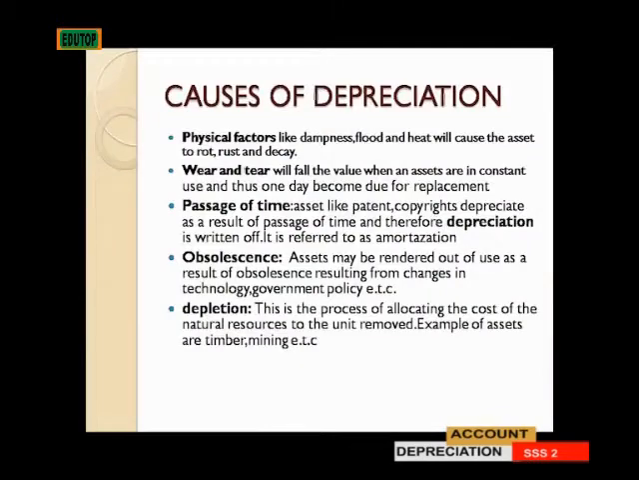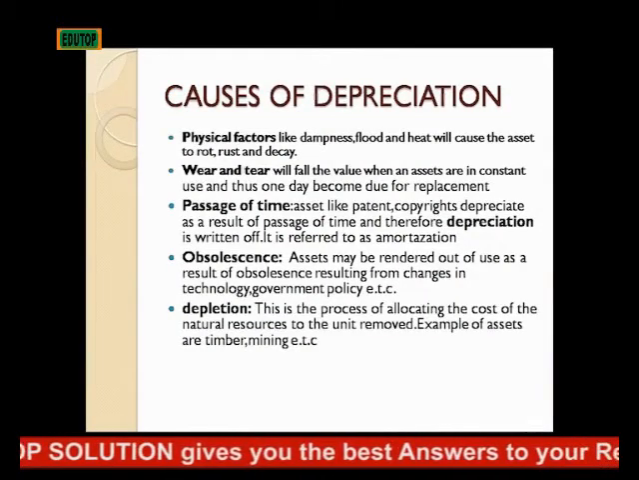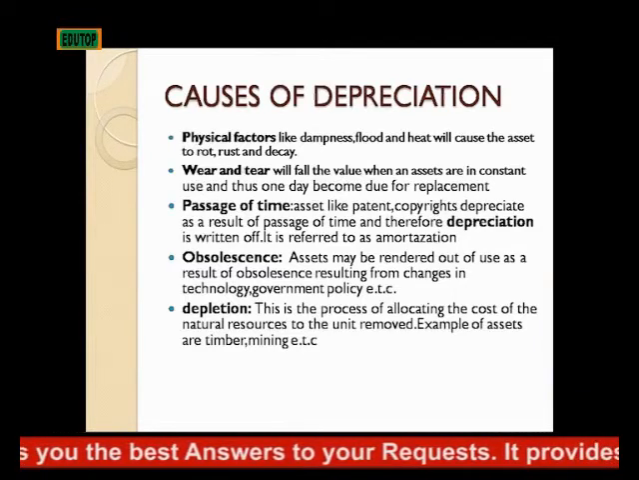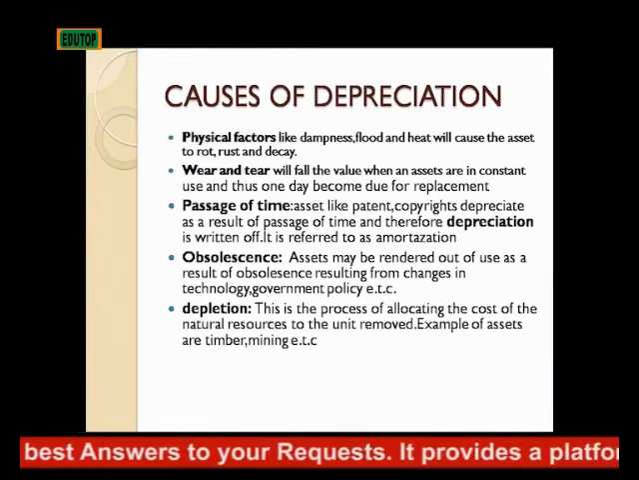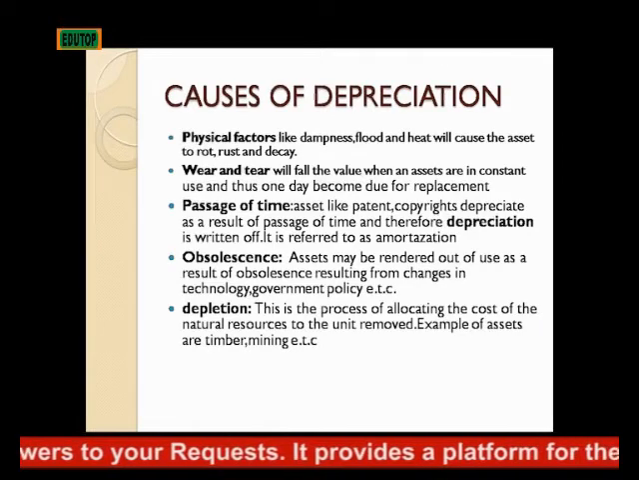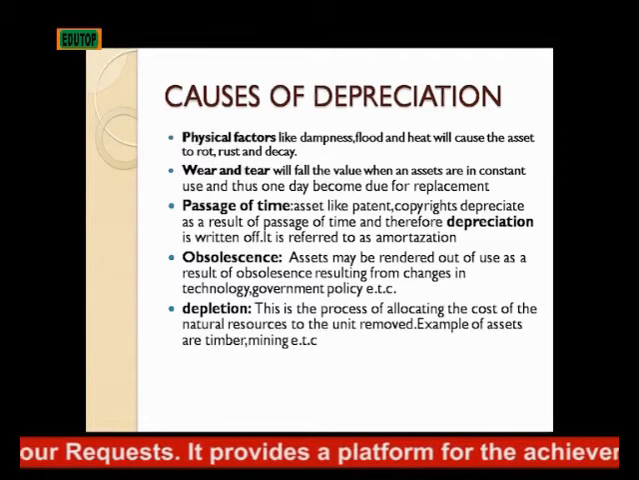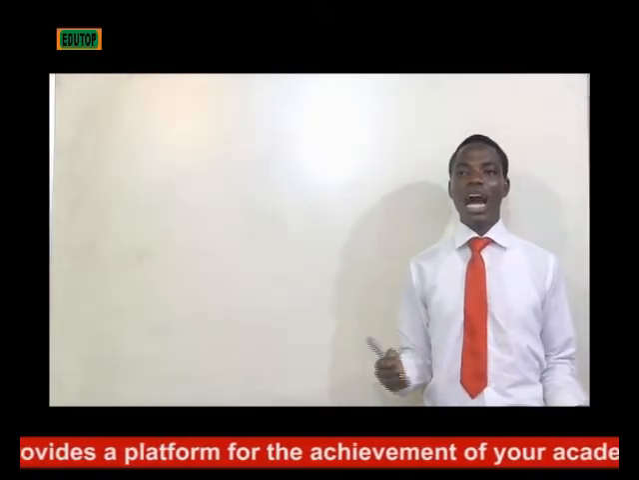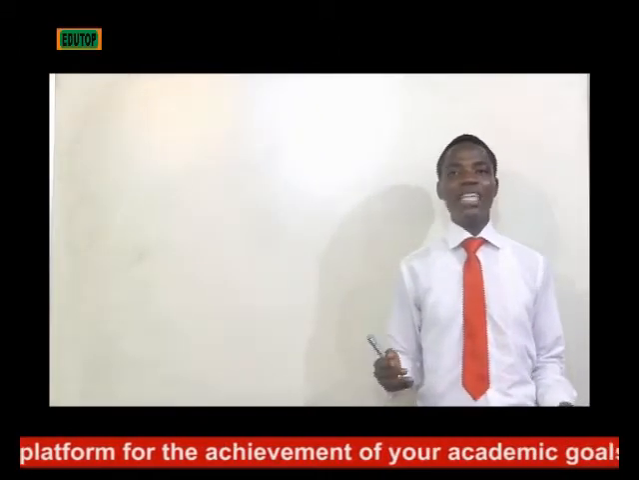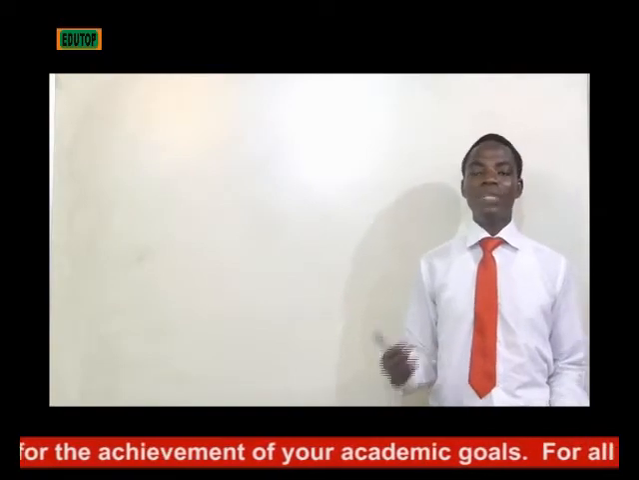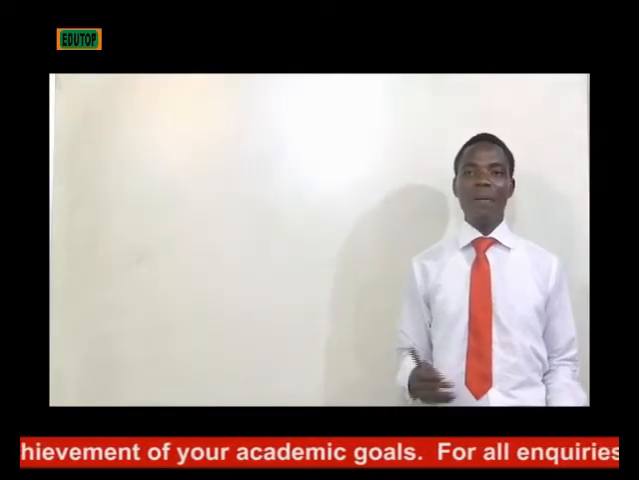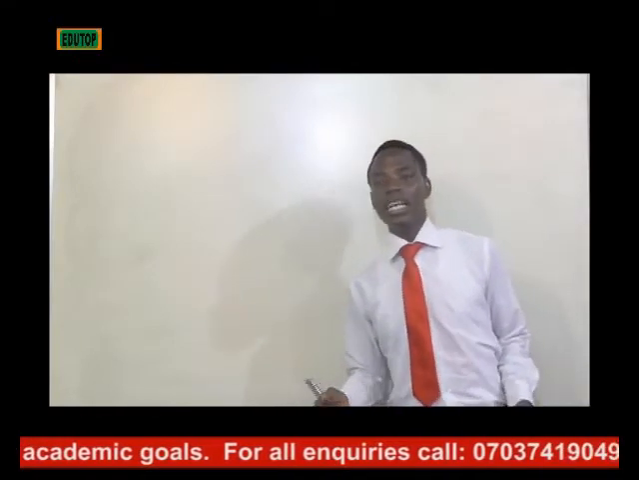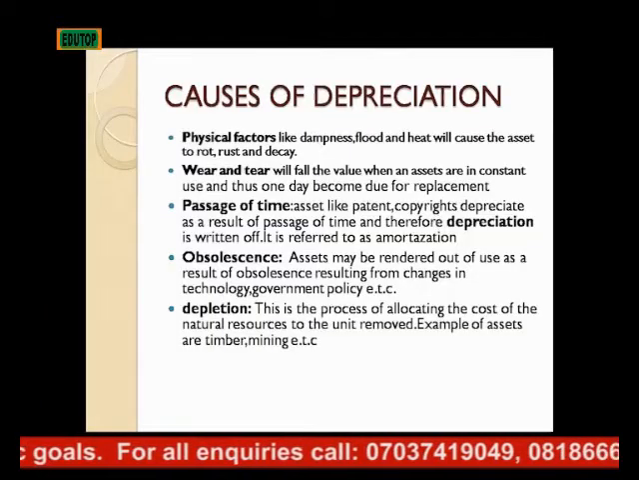The first one is physical factors. Physical factors can also cause depreciation, like dampness, flood and heat, which will cause the asset to rot, rust and decay. This is not talking about wear and tear here, but about decay, rust, flood, heat or anything that might make depreciation occur in an asset at the end of the day.